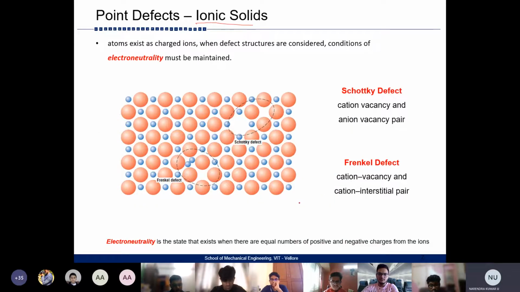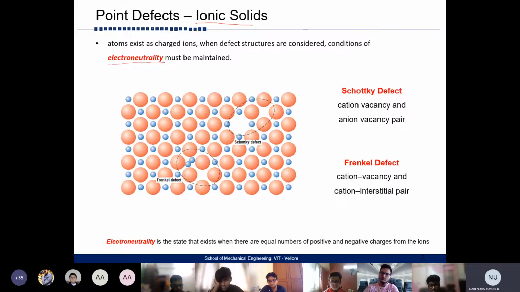The next one is defects in ionic solids. In point defects in ionic solids, one thing we should know is that electron neutrality is always maintained. That means the positive and negative charges are of equal numbers, so the total is maintained as 0. This has to always be maintained with respect to an ionic solid.